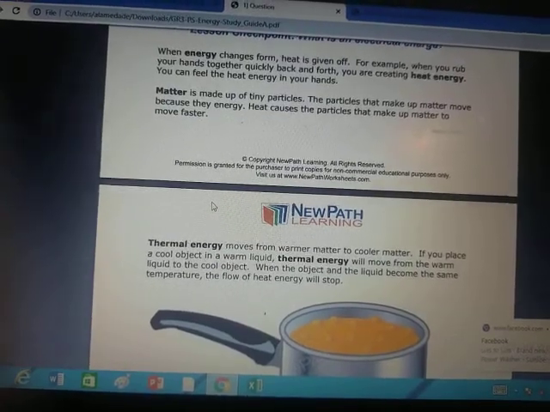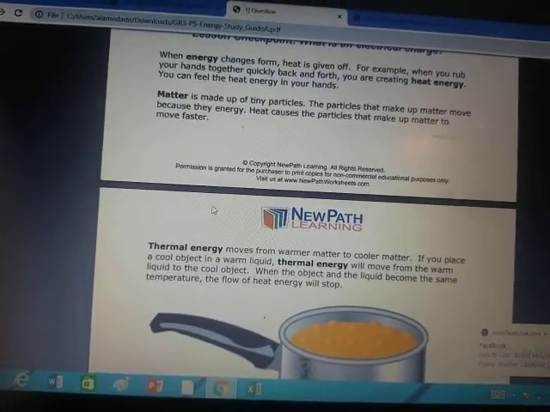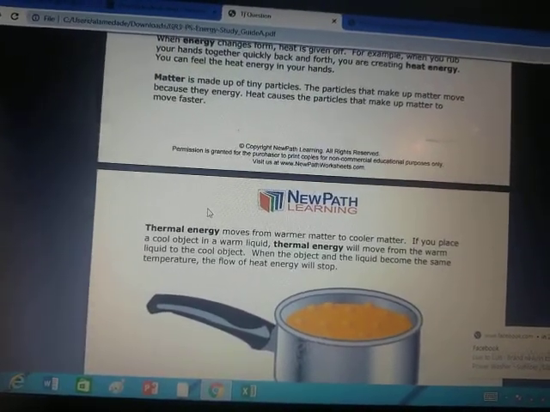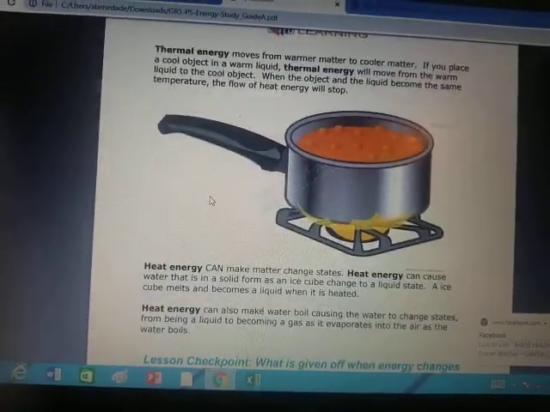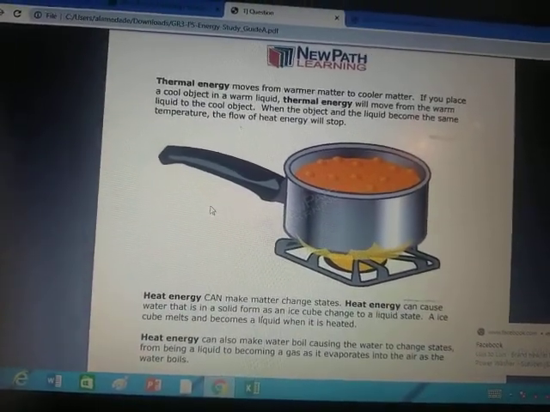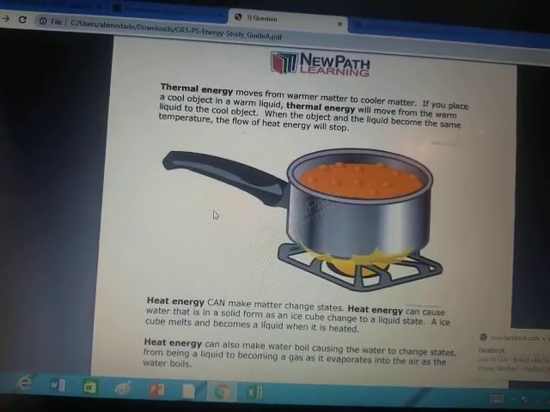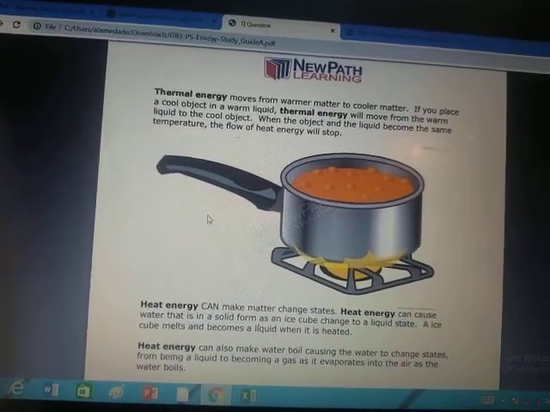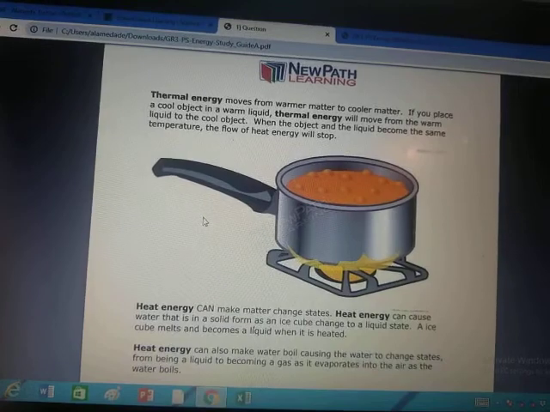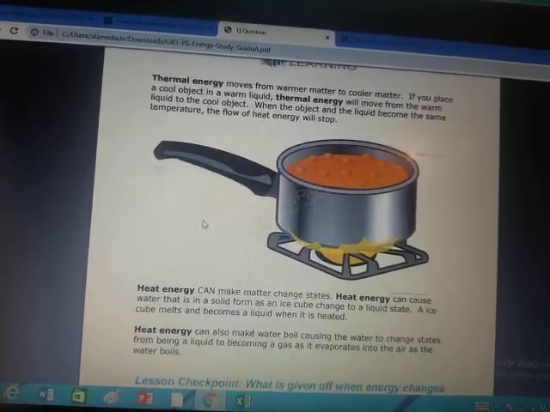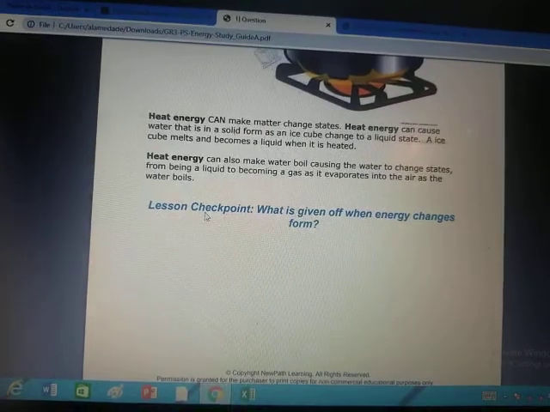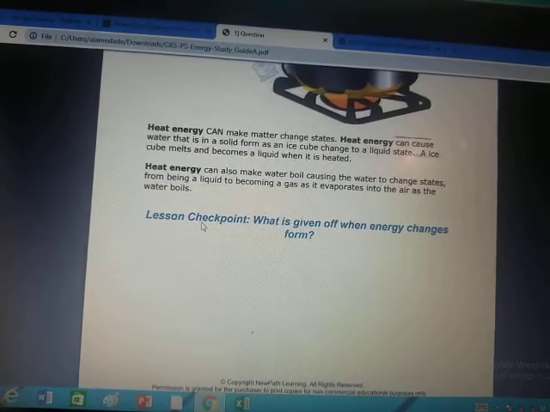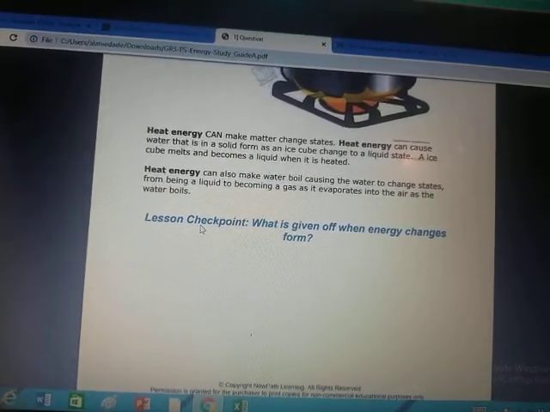Matter. Matter is made up of tiny particles. The particles that make up matter move because they are energy. Heat causes the particles that make up matter to move faster. Thermal energy moves from warmer matter to cooler matter. If you place a cool object in warm liquid, thermal energy will move from the warm liquid to the cool object. When the object and liquid become the same temperature, the flow of heat energy will stop. Heat energy can make matter change states. Heat energy can cause water that is a solid form as an ice cube changed into a liquid state.